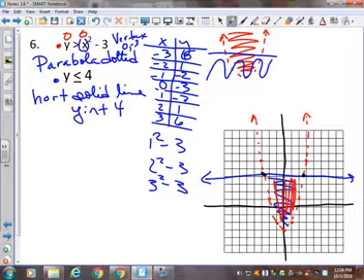Anybody think they're whole numbers? No? I know one thing. Y is 4. I do know that, right? By looking at that point, I can tell the y is 4. The only thing I can't tell is what's x. Does everybody agree with that?